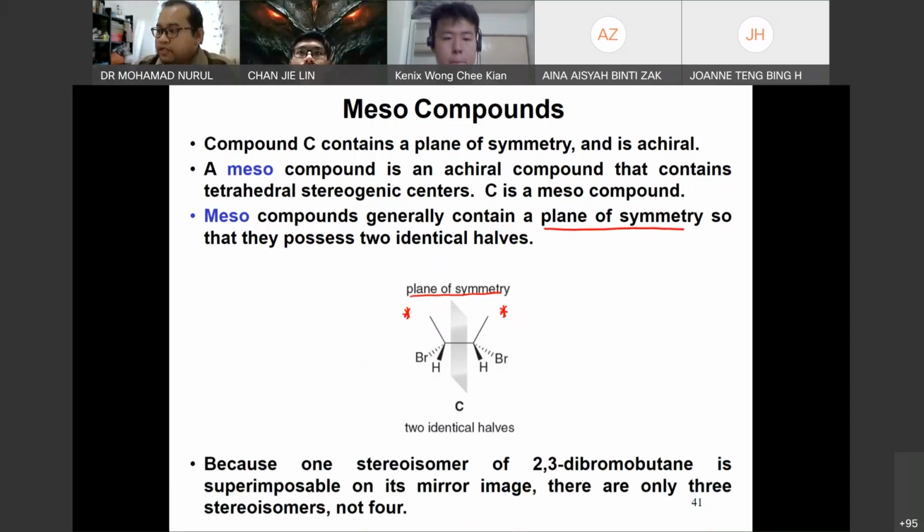Because the stereoisomer of 2,3-dibromobutane is superimposable on its mirror image, there are only 3 stereoisomers, not 4. So first, what you have to do is use 2 to the power of n. In this case, they have 2 stereogenic centers, so they have 4. You have to draw 4 stereoisomers.